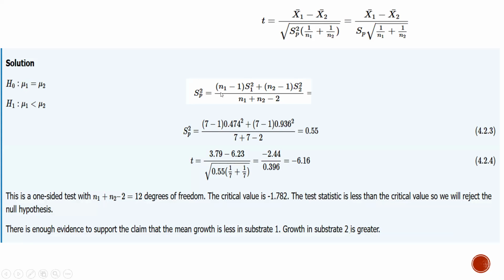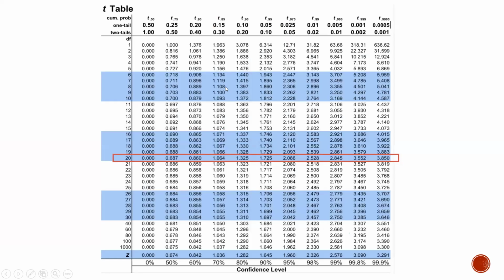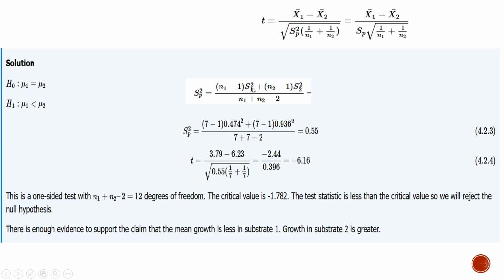To calculate the pooled variance, you put the values in this formula, where N1 minus 1 is the total number of samples in the first group minus 1, multiplied by the variance of the first group, and N2 minus 1 is the number of samples in the second group minus 1, multiplied by the variance of the second group. The degrees of freedom for the pooled variance is calculated by N1 plus N2 minus 2. By putting all the values in the formula, we get 0.55.